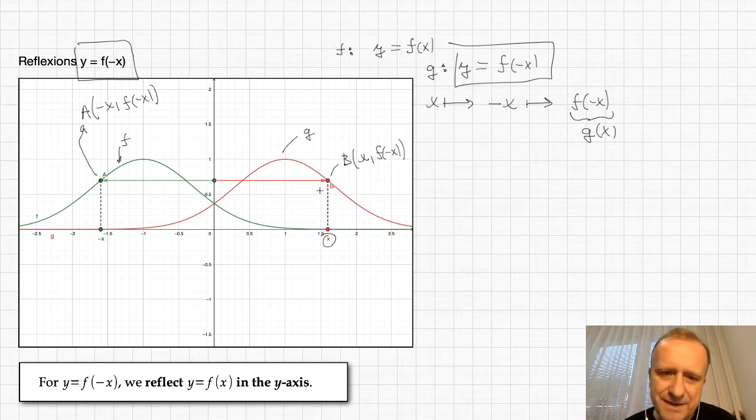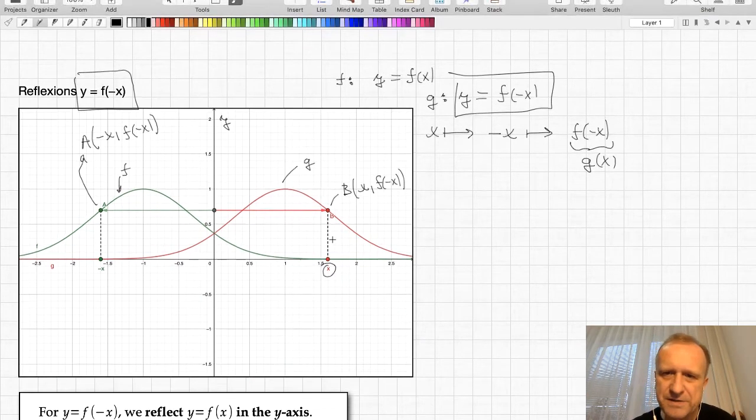So since the y coordinates of A and B are the same, and since the x coordinates are x and minus x, then we can say that point B is the reflection of point A in the vertical axis y. So this is the vertical y-axis. Now, as we move x, the point B will move, and also point A will move, and then the entire red graph is going to be the reflection of the entire green graph.